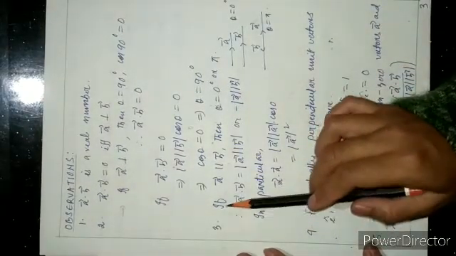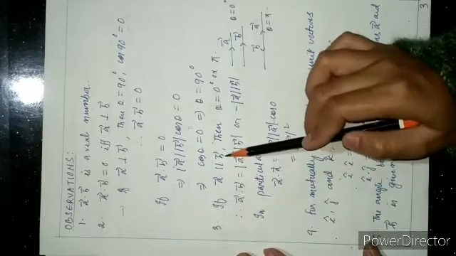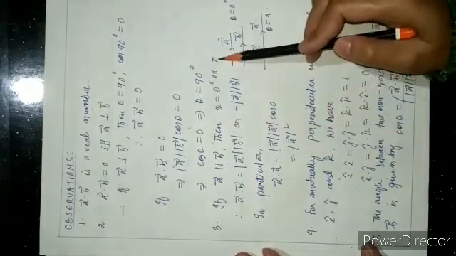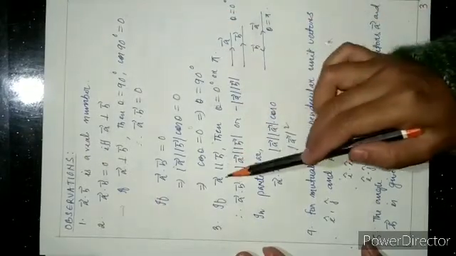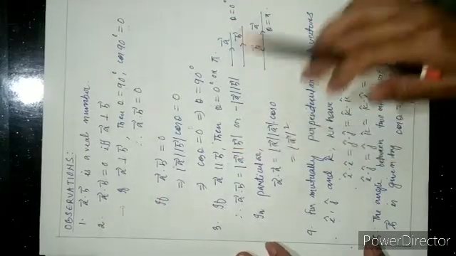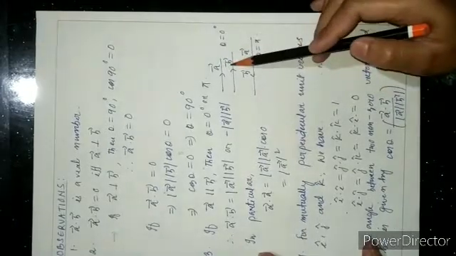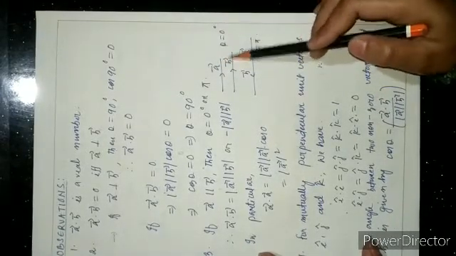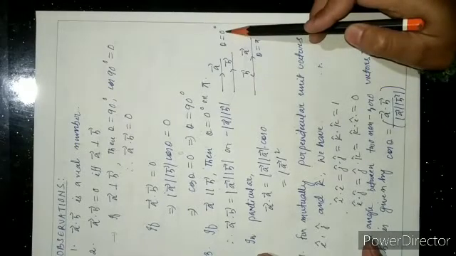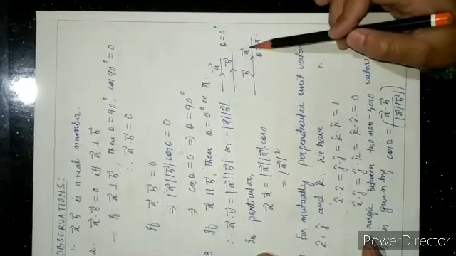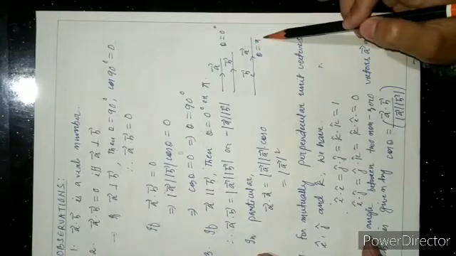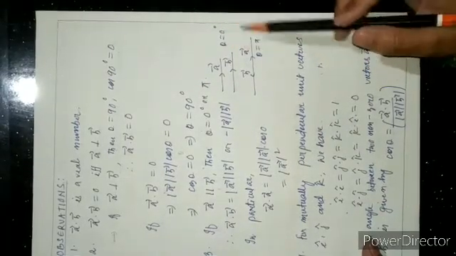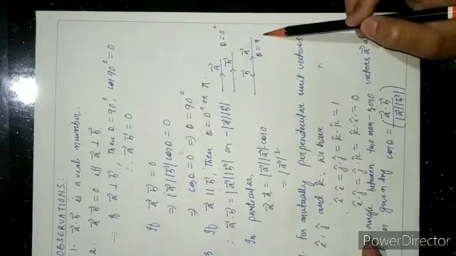Next, observation number 3. If a vector is parallel to b vector, then theta equals 0 or theta is equal to pi. If a and b are parallel, there are two cases. If a and b have the same direction, then theta will be equal to 0. If a and b are in opposite direction, then theta will be equal to pi.